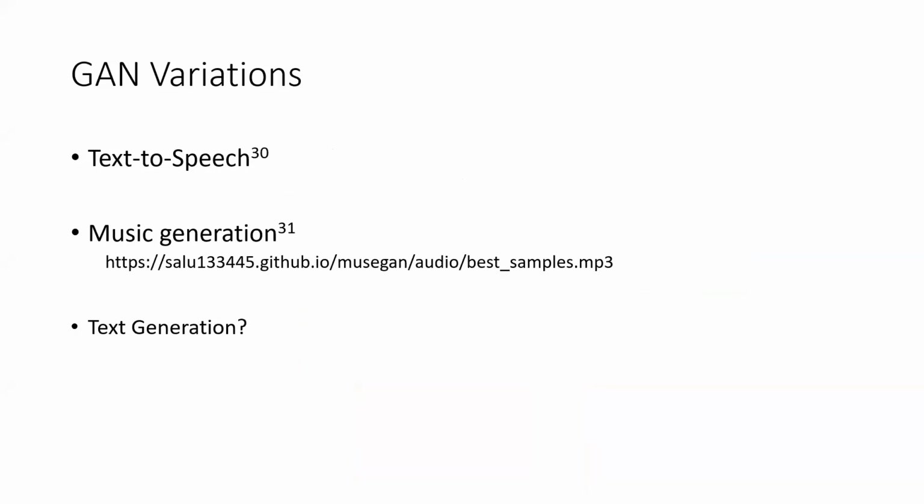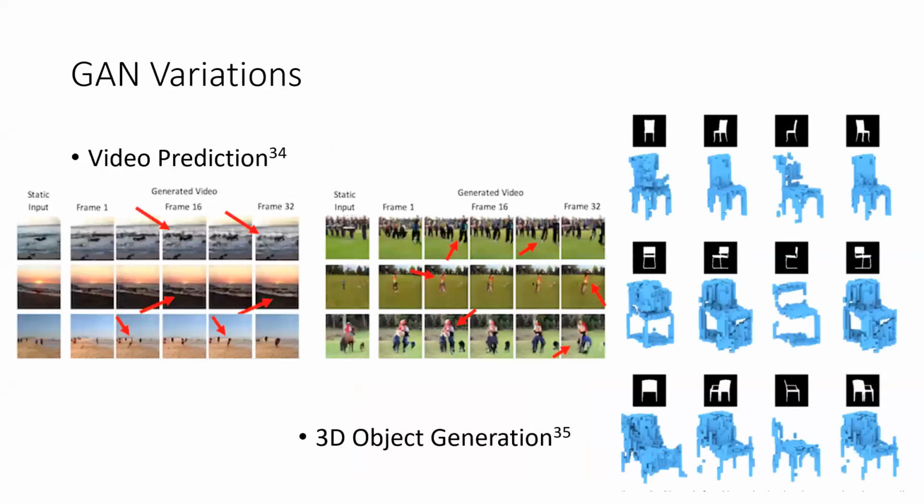Text-to-speech, music generation, I have an example here. I have text generation, but as I said, autoregressive models, namely GPT-3, which is OpenAI's autoregressive model for text generation, have surpassed it by strides, I would say. Other things, video prediction and 3D object generation. It has been applied there.